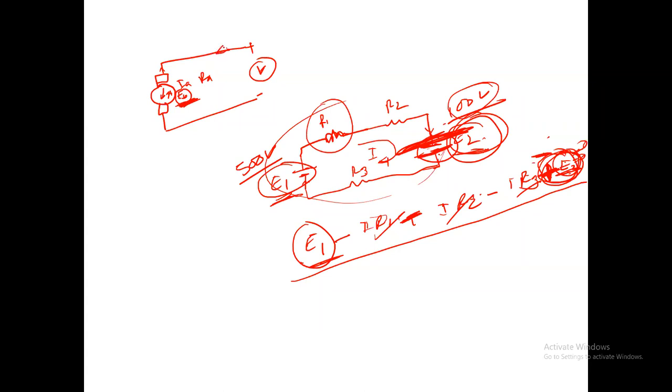This source, this is our total source. So total source V minus this part IARA, and also this part is minus E is equal to 0. These are clear?